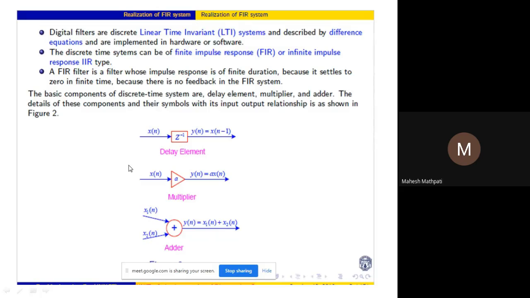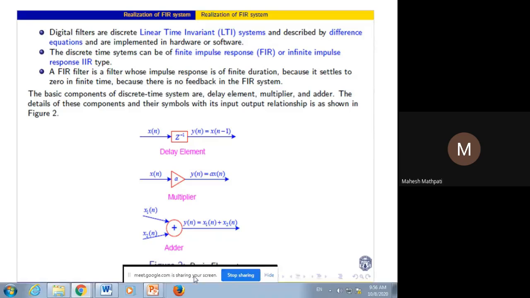So to realize digital filters, we require these main basic components. If you want, just note down these diagrams. First one is the delay element. If we give the input as x of n and use a delay z inverse, the output y of n is x of n minus 1.